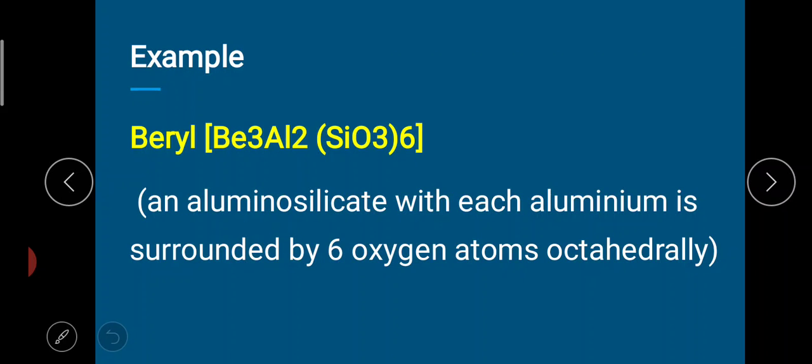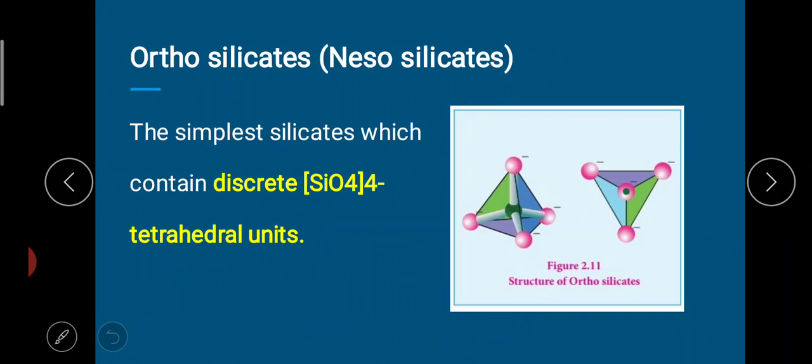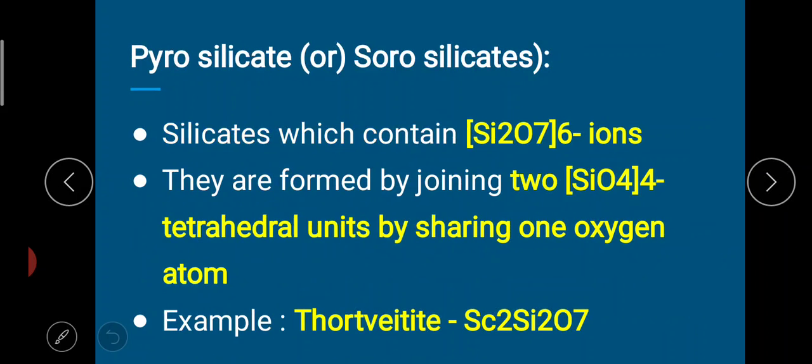The example is beryl. Beryl is an aluminosilicate, with each aluminium surrounded by 6 oxygen atoms octahedrally. So I hope you understood. This is very, very important, children. So again I'm just quickly revising it. We have orthosilicate, which is the simplest unit, with silicon in the middle surrounded by 4 oxygen. Examples are phenacite and olivine. Phenacite will have Be2+ ion. Olivine will have iron or magnesium.